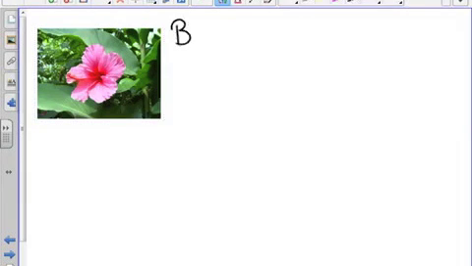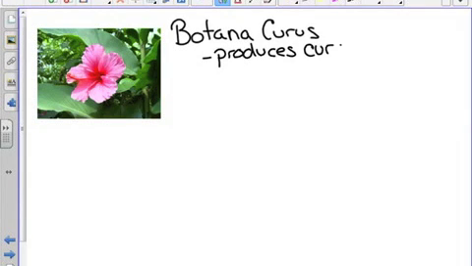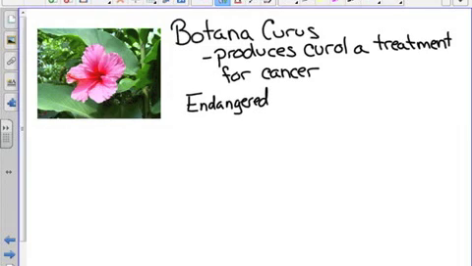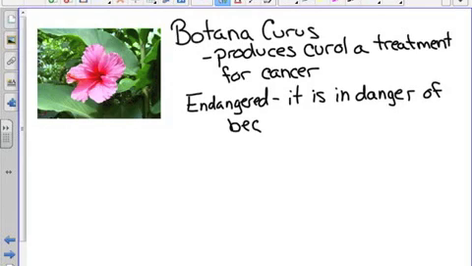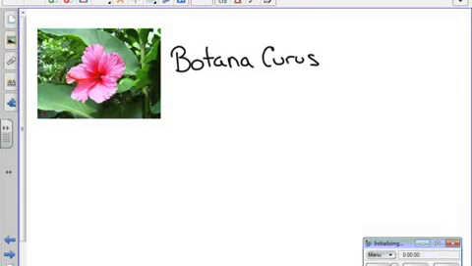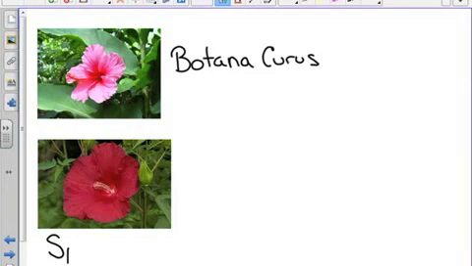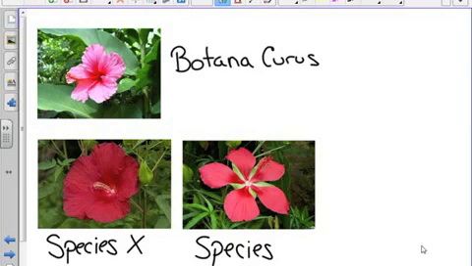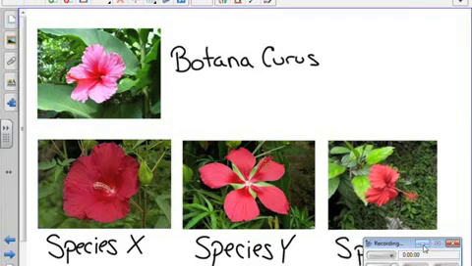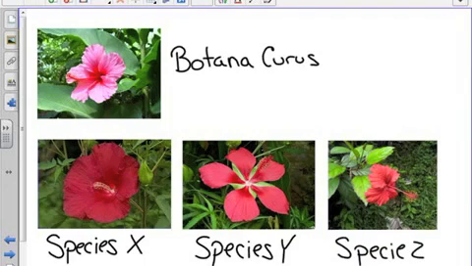Okay, let's review what we just said. Now we have Botanicurus, which produces curare, a treatment for cancer. And we know that it's endangered, which means it is in danger of becoming extinct. So we are going to compare Botanicurus to species X, species Y, and species Z, in hopes that the species most closely related to Botanicurus produces curare, the treatment for cancer.